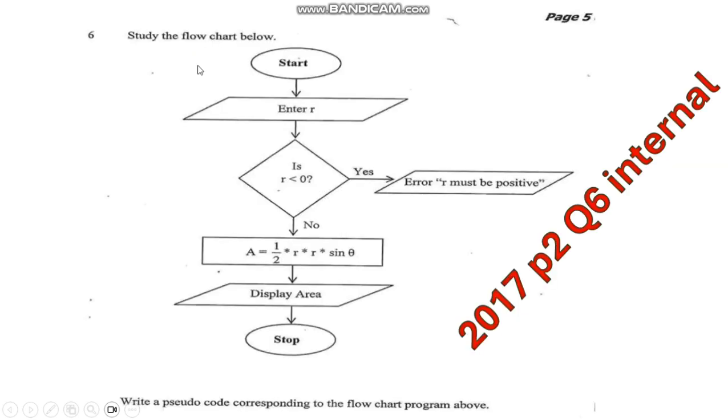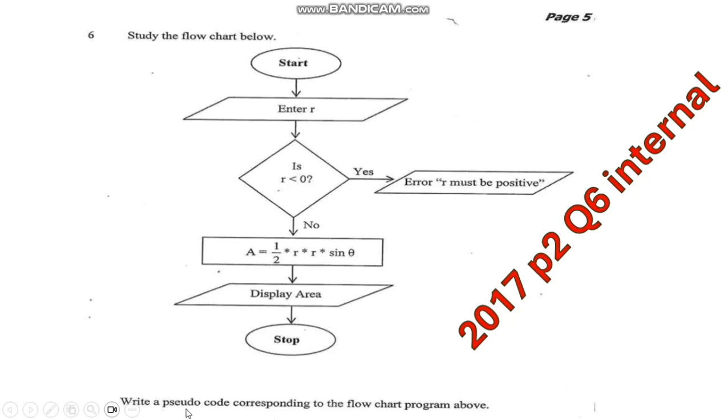Now, in your free time, you can try to answer this question. Study the flowchart below. This is the flowchart that you are given. We have start, then you have enter r, then you have the decision box: is radius less than 0? Yes, then error, radius must be positive. No, then you are going to display area is equal to 1/2 times r times sine theta. Then you display the area and you stop the program.